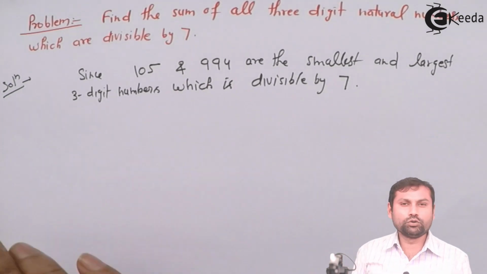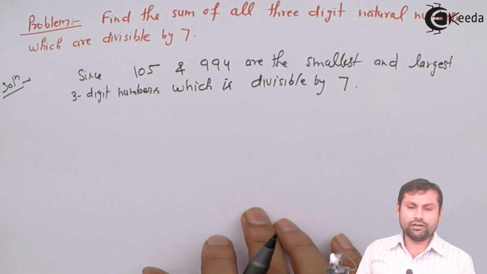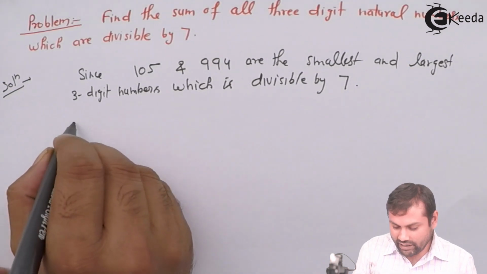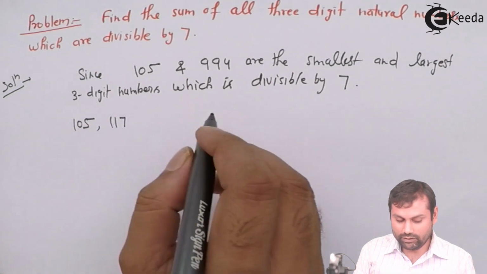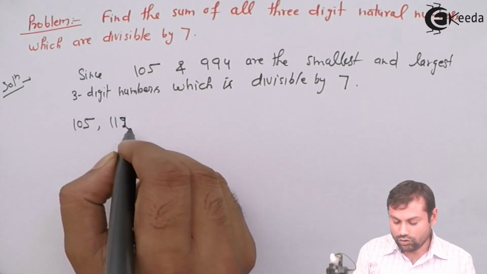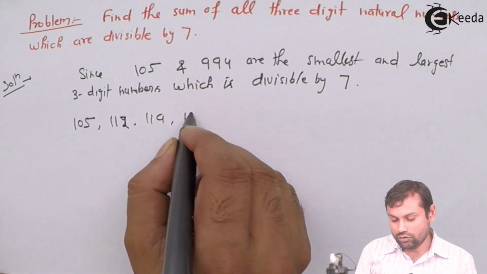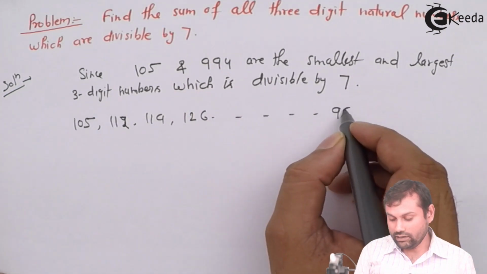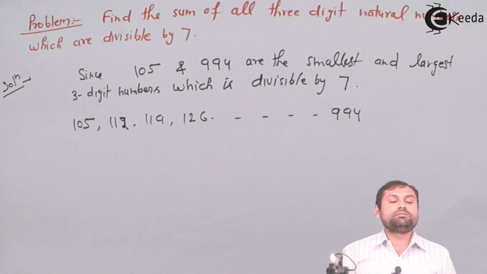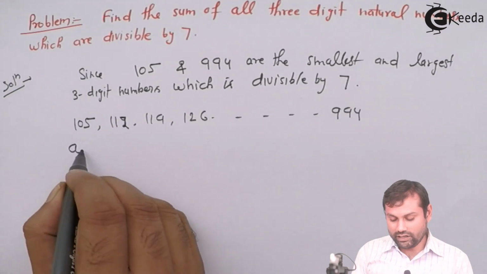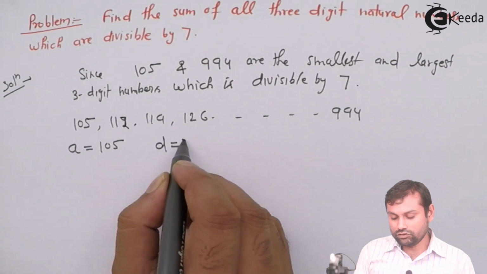We don't do this, it will take a lot of effort. So we can write one or two terms: 105, 112, add 7 again, 119, 126 and so on up to 994. So these are the 3-digit numbers which are divisible by 7. So here a equals 105, d equals 7.